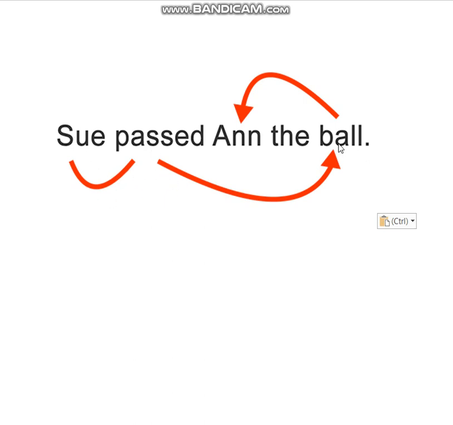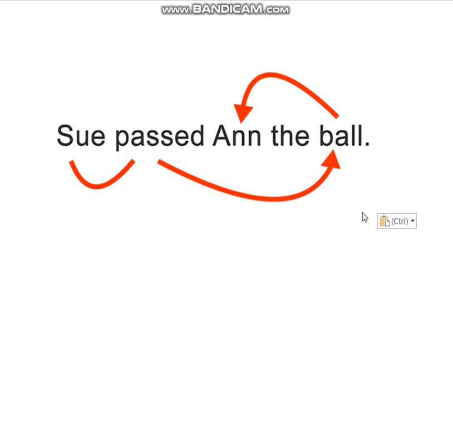So Sue passed the ball. The ball is the thing that is being passed. It is the object that is being directly affected by the passing. But there's also Anne. She is the indirect object. She is not being passed. She is not the direct object because she's not the one being passed, but she's still an object in the sentence because of the fact that the ball is being passed to her. She is still being affected by the action. Think of the object of the sentence as the thing that is being affected by the verb.